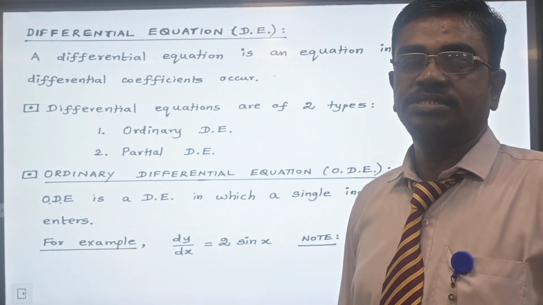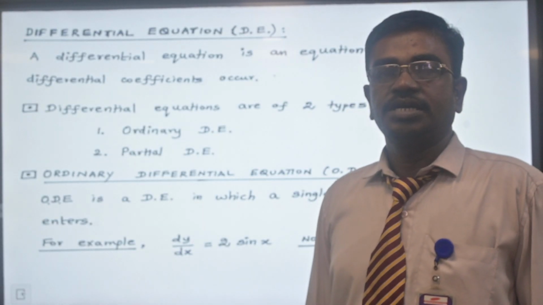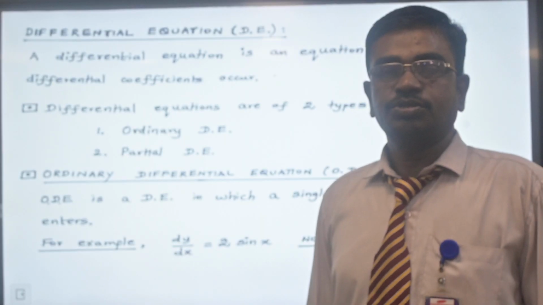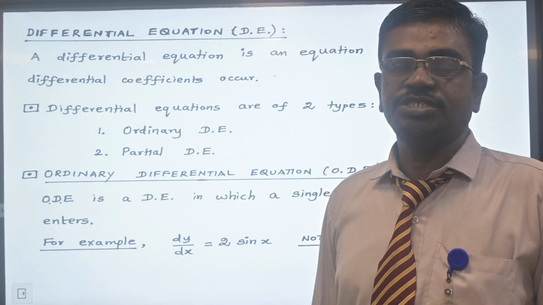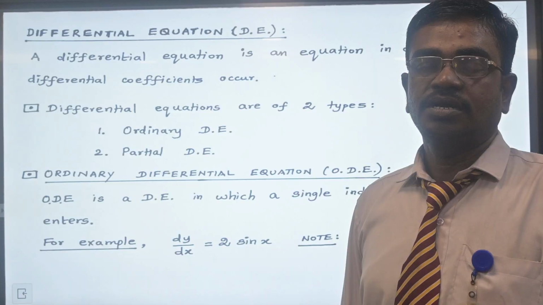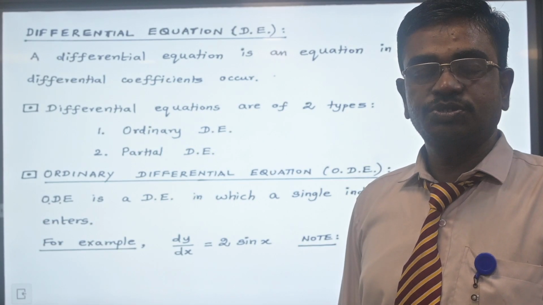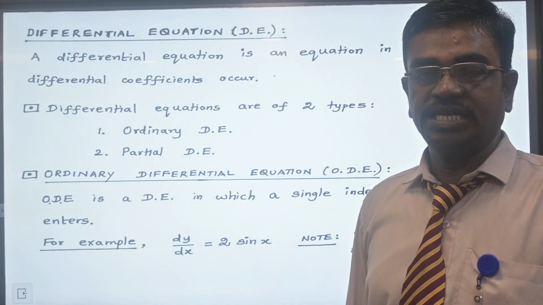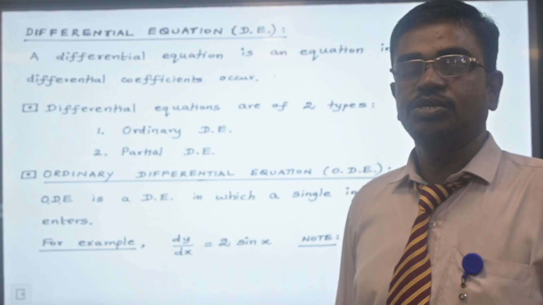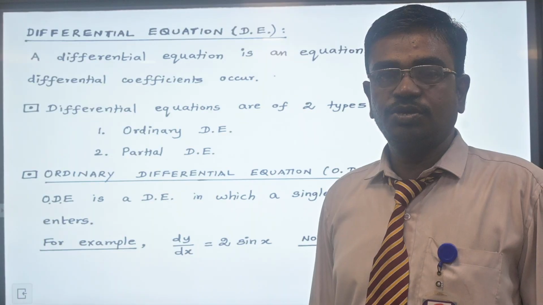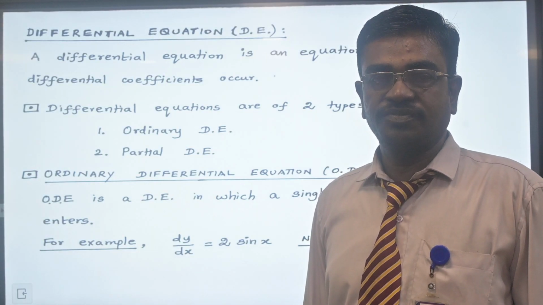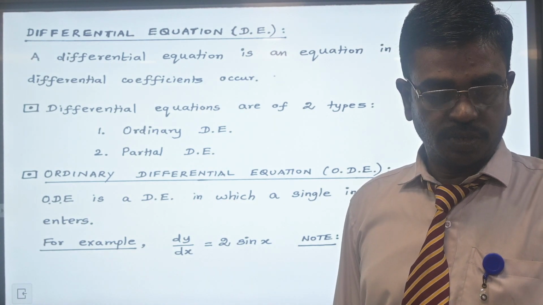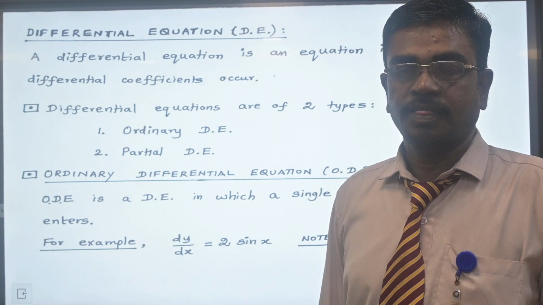Suppose I give one example of a differential equation, dy by dx equal to sin x. So here dy by dx is the differential coefficient. Another example is d square y by dx square plus 5 dy by dx plus y equal to 0. This equation contains two differential coefficients, dy by dx and d square y by dx square.